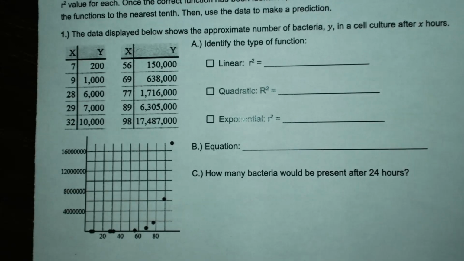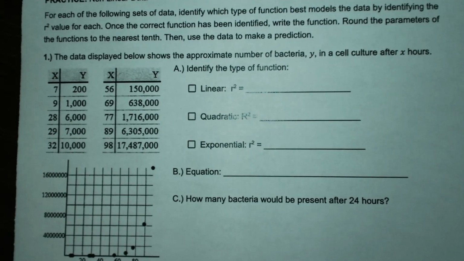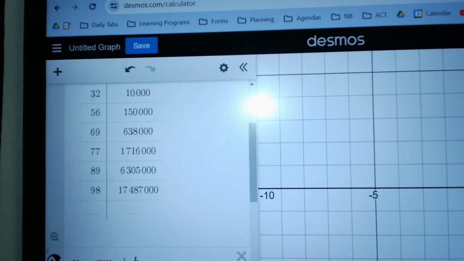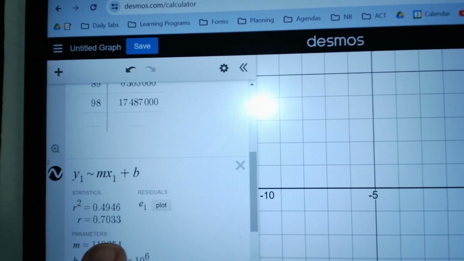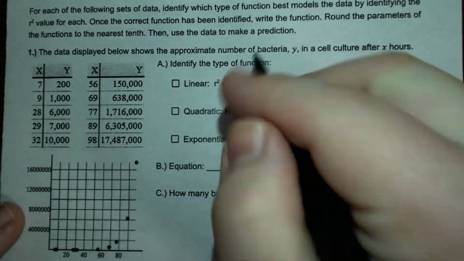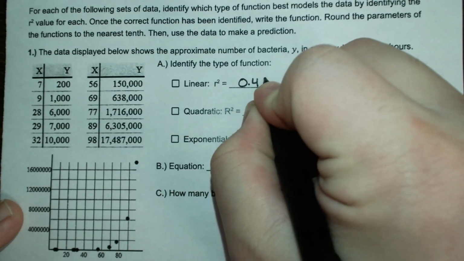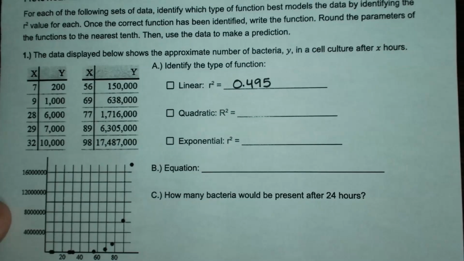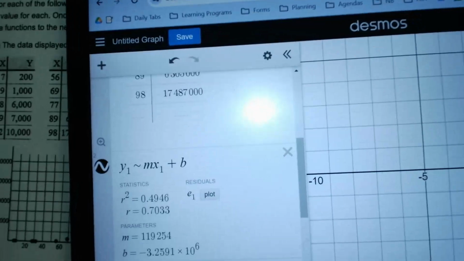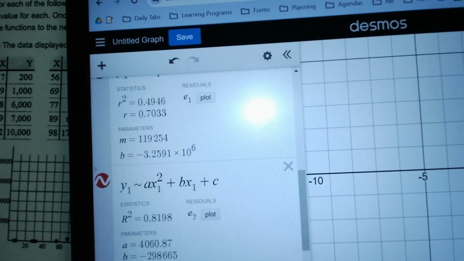Okay? So, A says identify the type of function. We need to write down the r squared for all 3 of these. I'm just going to round it off to 3 decimal places. So for the linear, r squared was 0.495. For the quadratic, the capital R, which is a difference without a difference, really, was 0.8198, so about 0.82.